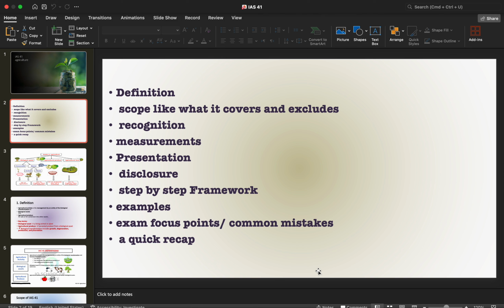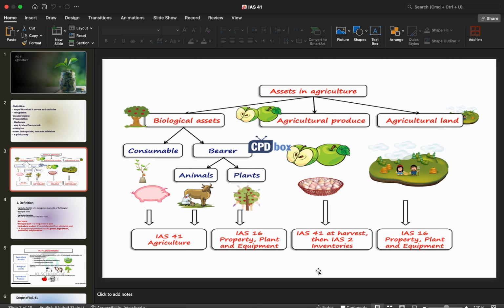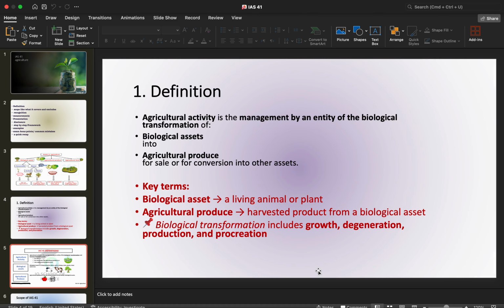So in this video, we are going to cover IAS 41 definition, scope like what it covers and excludes, recognition, measurement, presentation, disclosure, step by step framework, examples, exam focus points, and a quick recap. Assets in agriculture. Following are the assets in agriculture: biological assets, agricultural produce, and agricultural land. What are these? Let me explain you.